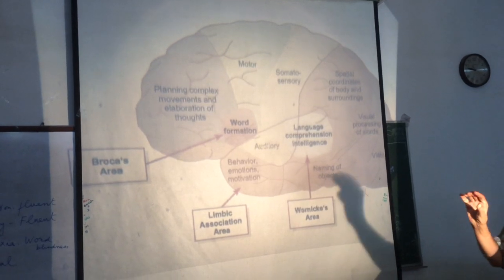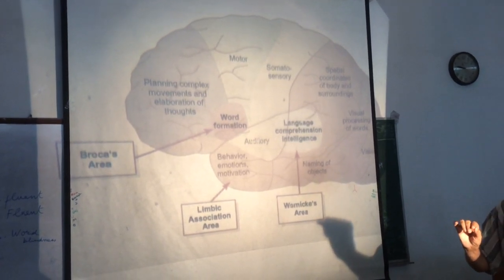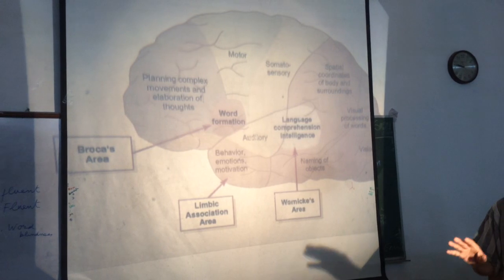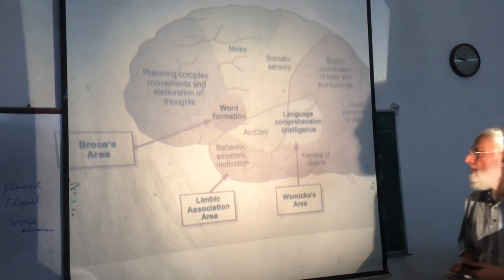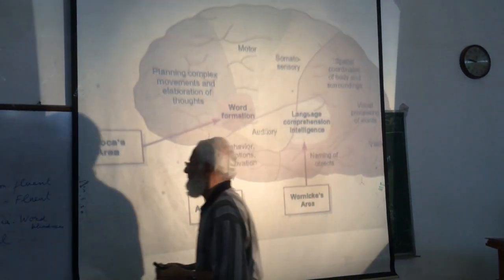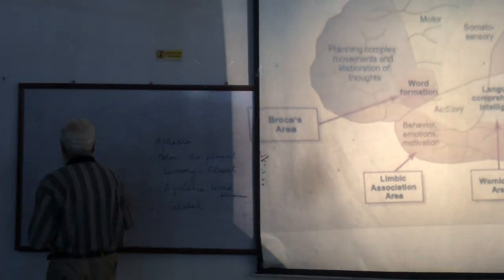So this was about the types of aphasia, an important speech disorder. Next disorder of speech is dysarthria.